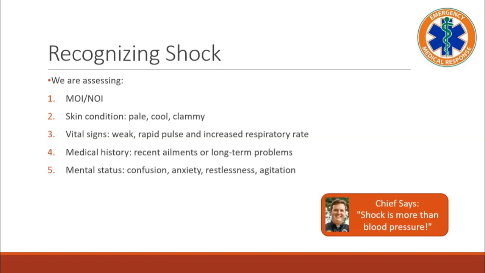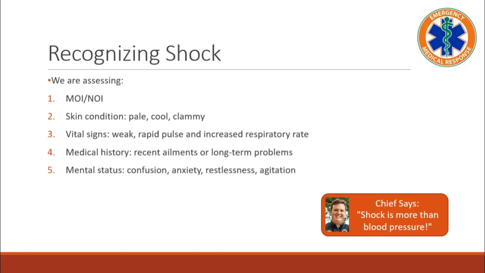Starting off here, we're going to look at the MOI or the NOI, and think to ourselves, is this capable of producing shock? Consider the different types of shock and think, is it possible that this patient could be a shock patient? Because admittedly, there are some conditions where you're not even going to consider shock because there's no real suspicion for it. But after we do that, we'll look at the skin condition. Are they pale? Are they cool? Are they clammy? All these things should be indicators we should be looking out for shock.